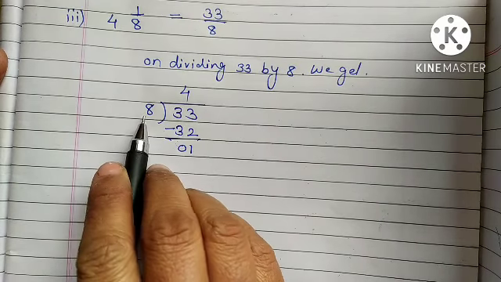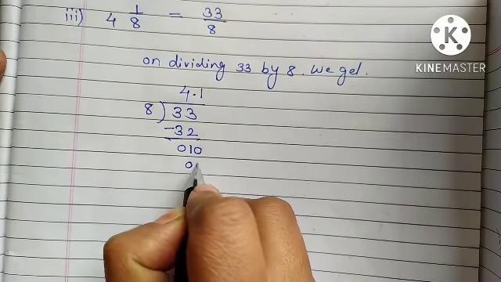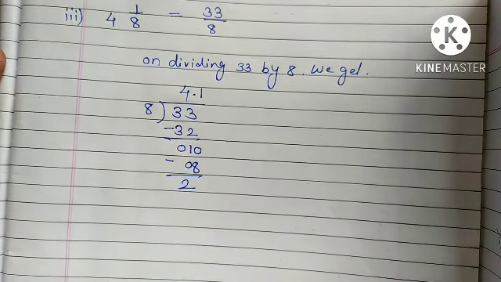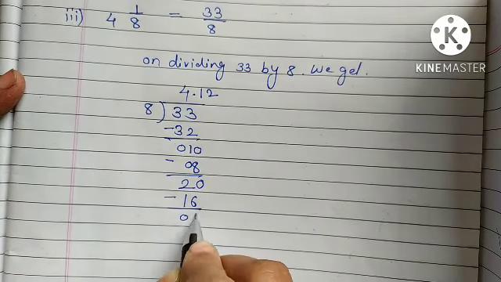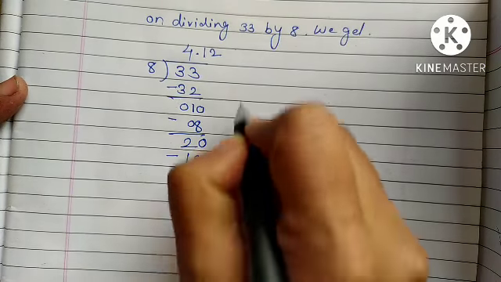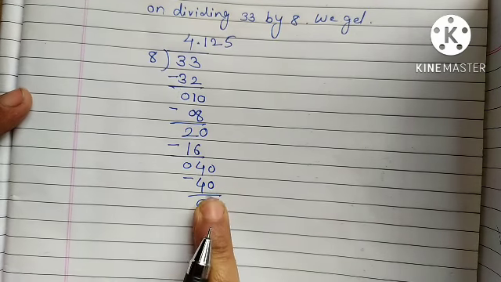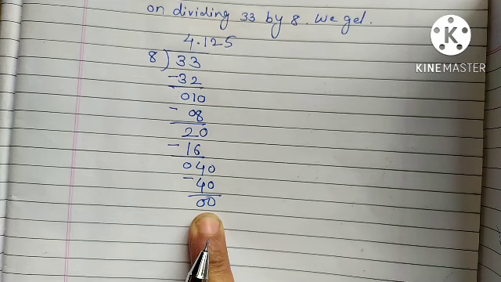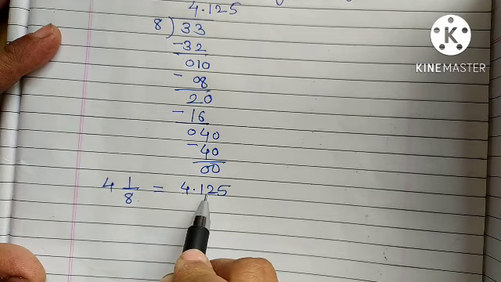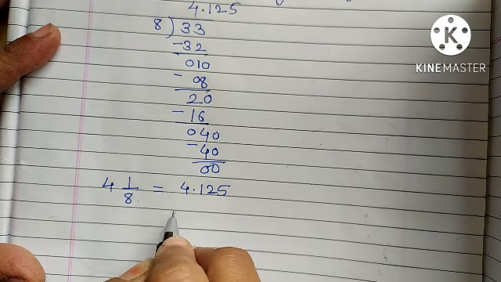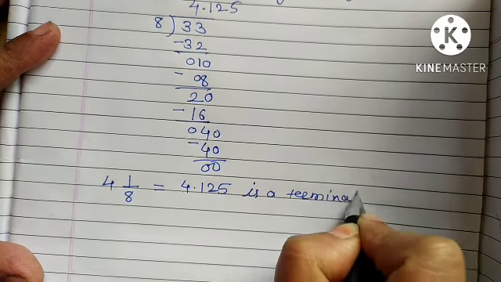Now 1 is smaller than 8, so we put a decimal point and a 0 in front of 1. So 8 1s are 8, then the remainder will become 2. 8 2s are 16, remainder will become 4. 8 5s are 40, remainder will be 0. That remainder became 0, which means this division process is completed. So the decimal expansion of 4 whole 1 upon 8 will be 4.125, which is a terminating decimal.